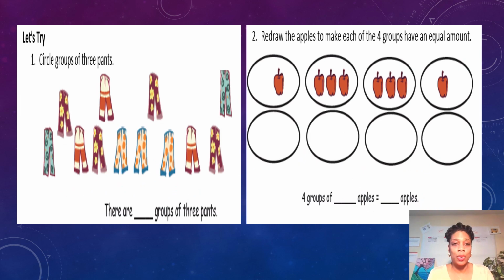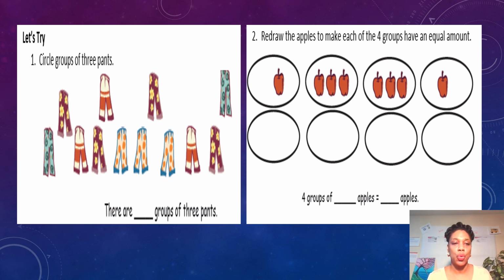Now, let's try to do these together. Okay, so let's look at our directions. For number 1, it tells us we're going to circle groups of 3 pants. So in one group, we're going to put 3 pants. So let's count out 3 pants.